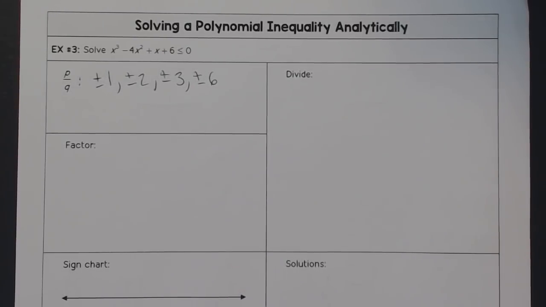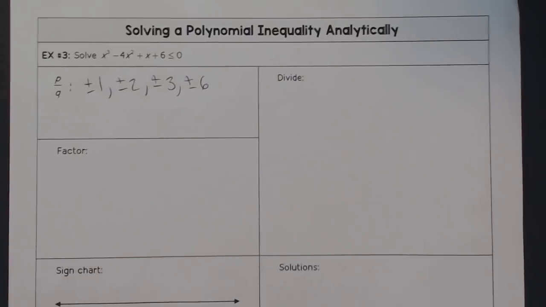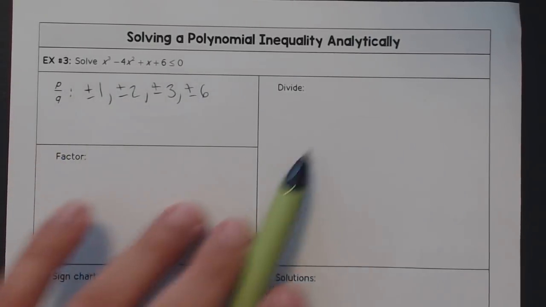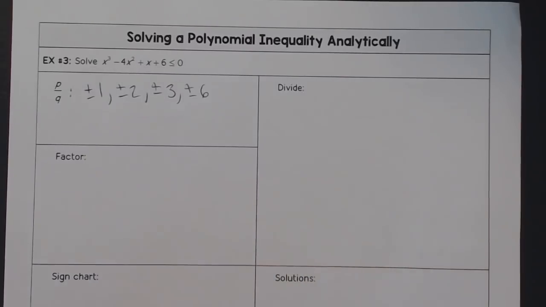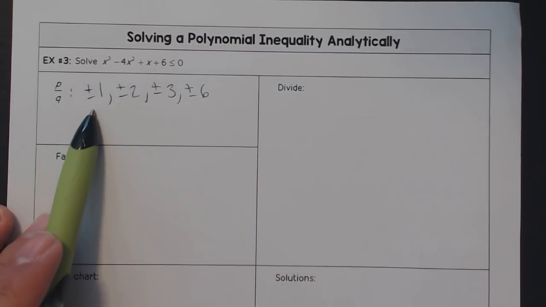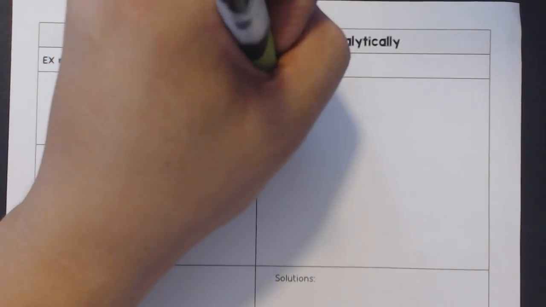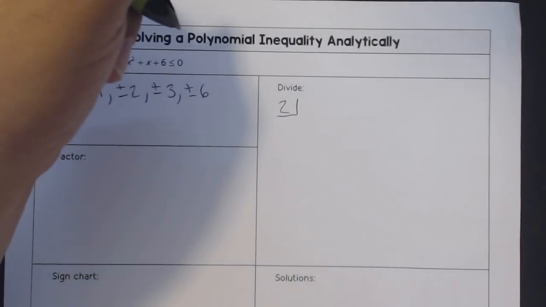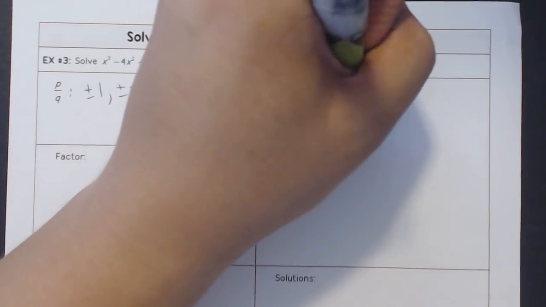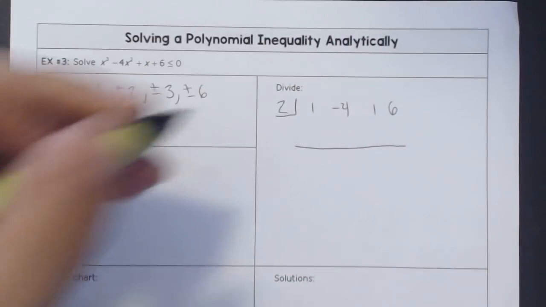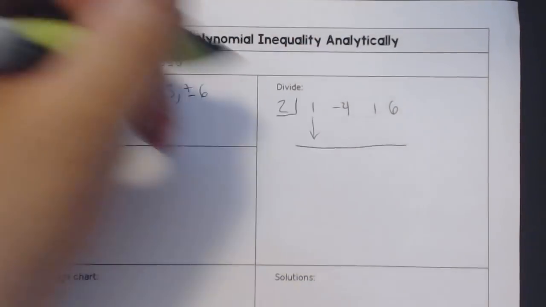In the interest of time, I have gone through this problem ahead of time, and I know that 2 is a 0. But the way I did it before I made this video was, I tested out 1. I plugged it in. Did I get a remainder of 0? I didn't. So that means that 1 was not a 0. I tried -1. I still didn't get a remainder of 0. Then I said, okay, I'm going to try out 2, and we're going to see how that works. So we get 1, -4, 1, and 6 for our coefficients. And do the synthetic division.